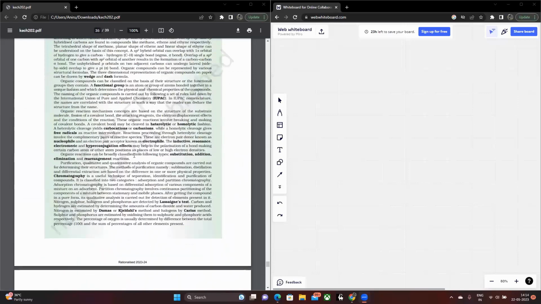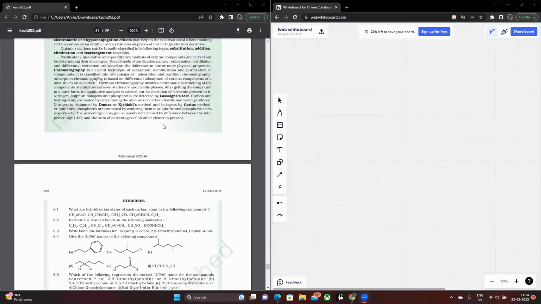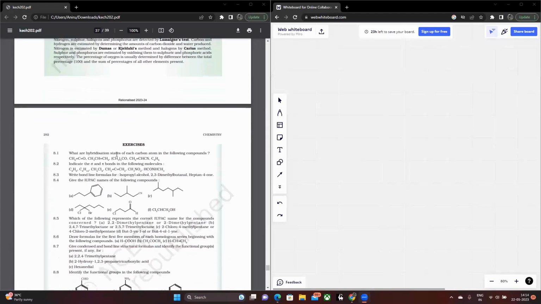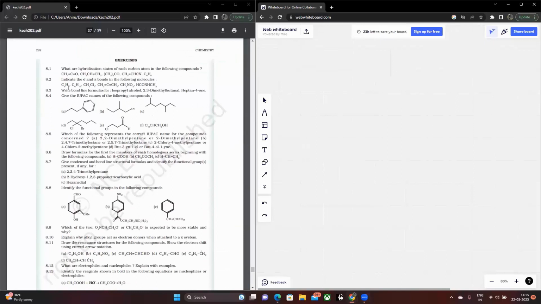So I'll not be dealing with the solved problems, because solved problems already have answers to them, and you can basically look at the book and go through it. Do not skip those, because there are lots of things in those solved problems that you need to look at. I'll directly be jumping into exercises. Question number 1. The hybridization states of each carbon atom in the following compounds. You're given 5 compounds here.